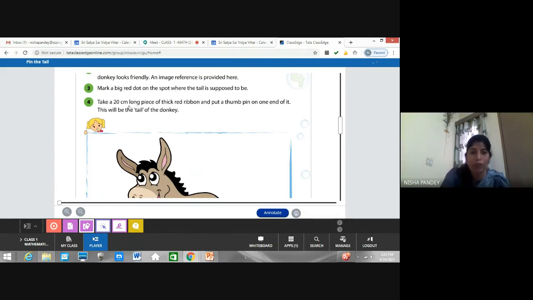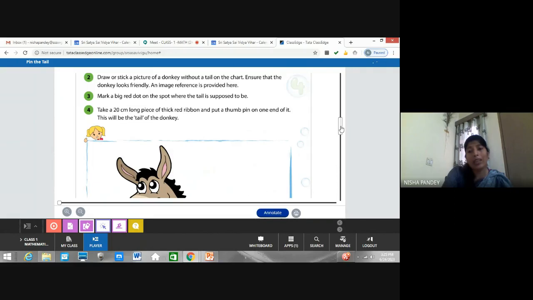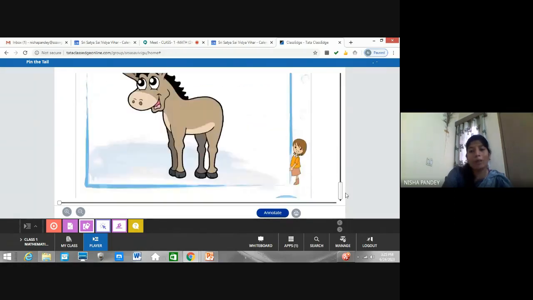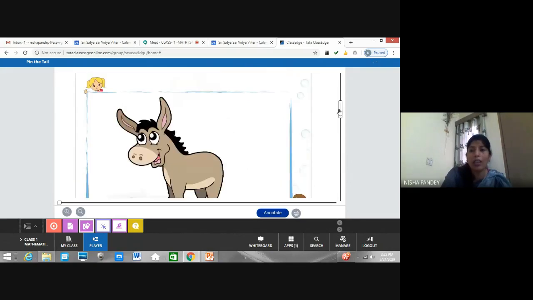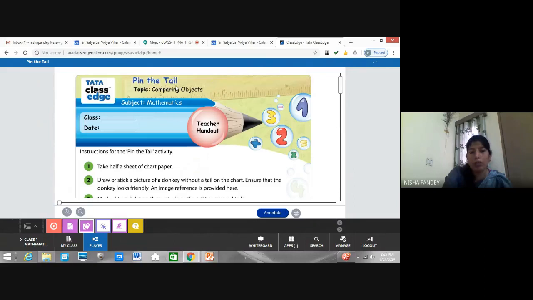So take a 20 centimeter long piece of thick red ribbon and put a thumb pin on one end of it. You can take a ribbon and you can pin it at the place of tail, and you can make the tail of donkey. So this was the activity. What was the name of the activity? Pin the tail. I hope you enjoyed this activity, right?